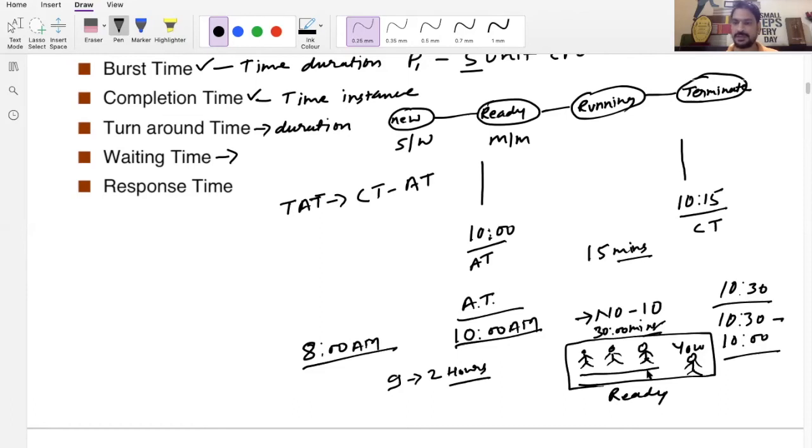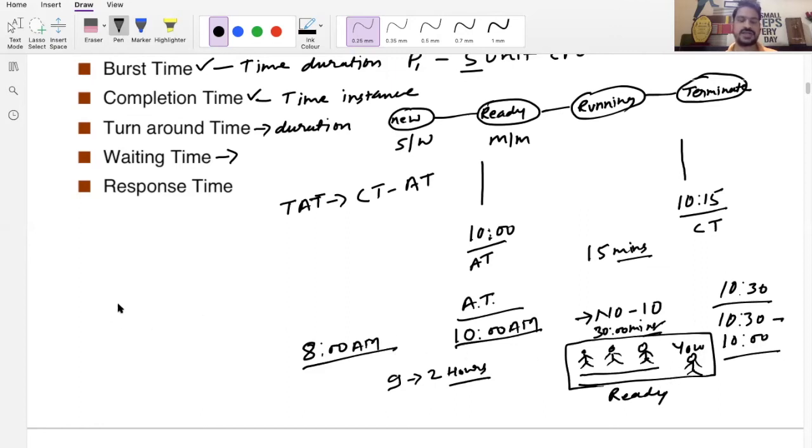Okay, that particular formula is going to work for a particular type of CPU scheduling. For other types of CPU scheduling, we have to look for all the time that you have spent in the ready queue. What are the other scenarios?